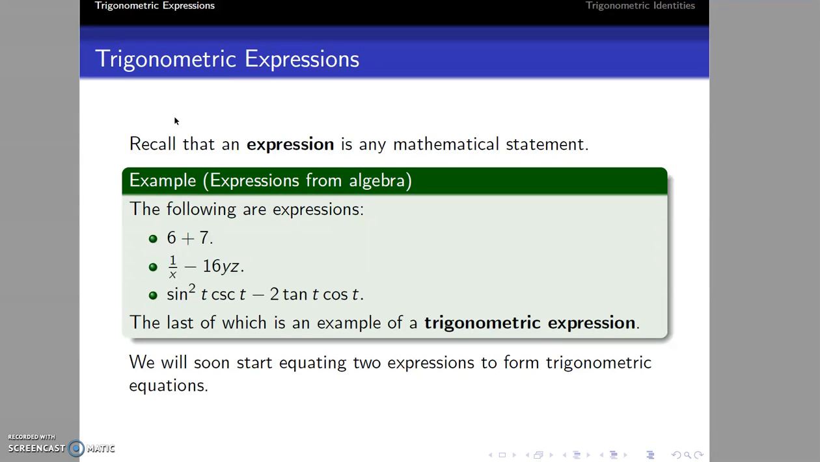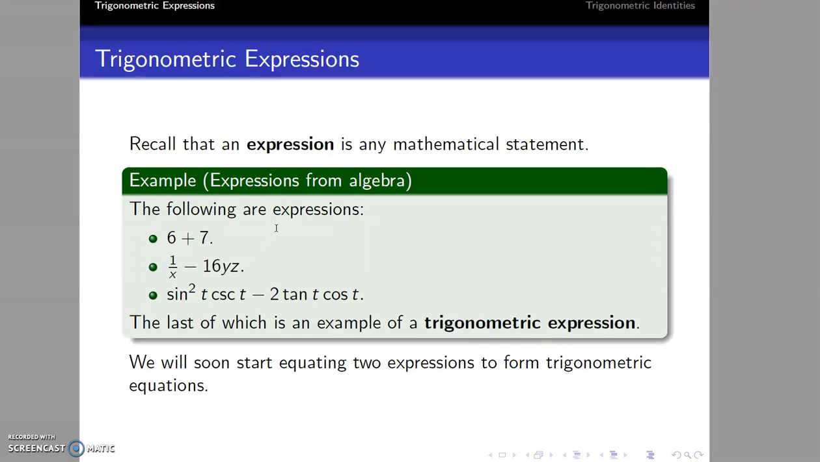And going forward, not quite this video, but immediately after this video, we will start taking one trigonometric expression, taking a second one, and saying they are equal, that they're different ways of saying the same thing. For instance, 6 plus 7 is another way of saying 13, right? Those two are equal. So going forward, we'll worry about equations, but for now, let's just worry about expressions, because we'll see that there's enough in there for now.